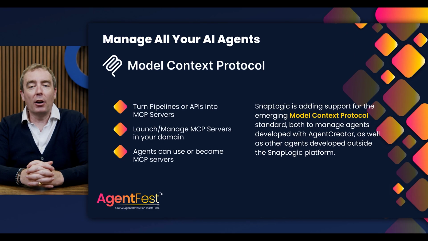And when it comes to managing all of the AI agents, there are new protocols emerging, in particular the Model Context Protocol, or MCP. And so SnapLogic is adding support for MCP both to manage agents developed with SnapLogic AgentCreator, as well as other agents developed outside the SnapLogic platform. So all SnapLogic pipelines can be turned into MCP servers, as can SnapLogic managed APIs. And those MCP servers can be launched and managed in your domain so that agents can use or become MCP servers.